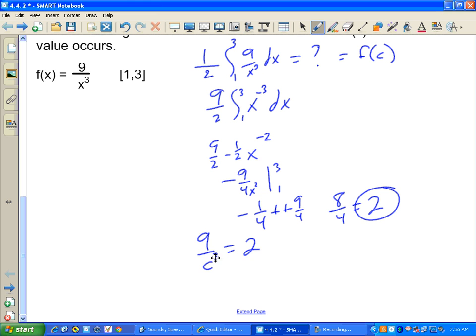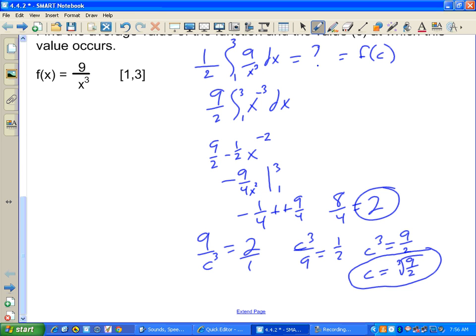Okay, so I'm going to reciprocate both sides, or you can think of it as cross multiplying. But basically, I'm going to get c cubed over 9 equals 1/2. If I multiply both sides by 9, I get c cubed equals 9 halves. And I cube root it. C is going to equal the cube root of 9 halves.